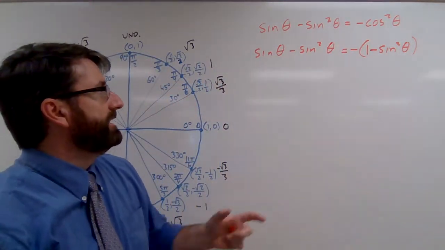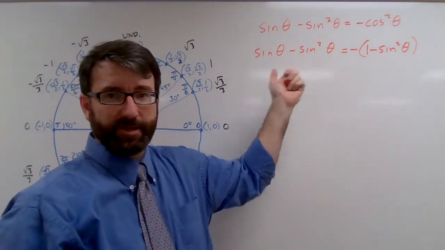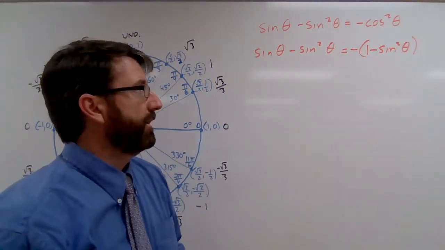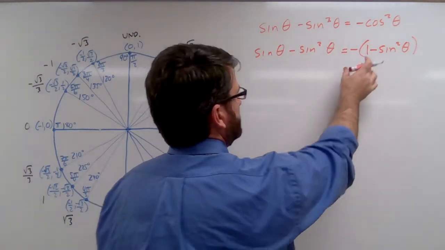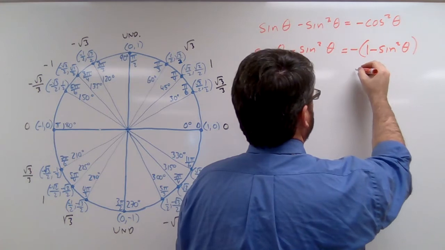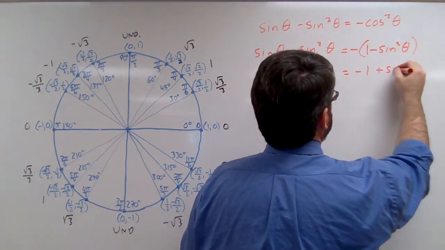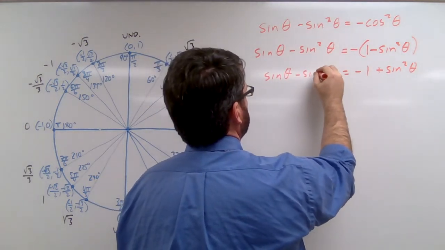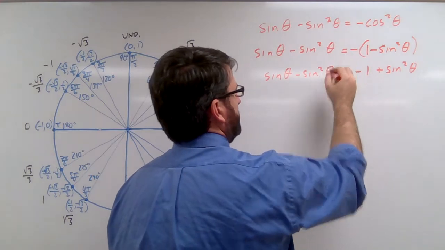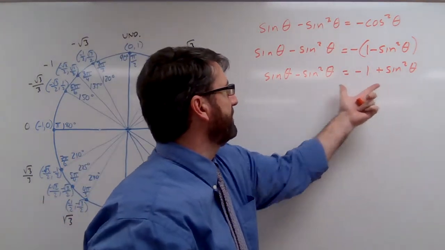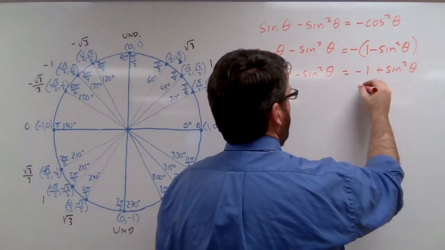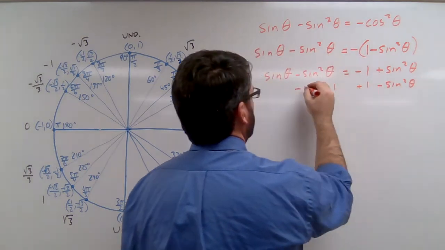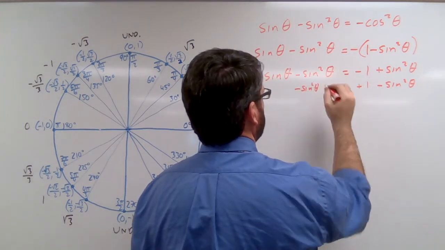Okay. Now we've got a sine squared and a sine, so we're going to need to factor. So let's get everything over to one side and leave the other side equal to 0. So here, let's distribute that negative. So this is going to be negative 1 plus sine squared theta. And then now let's get both of these over to the other side. So let's add 1 to both sides, and we'll subtract sine squared from both sides.